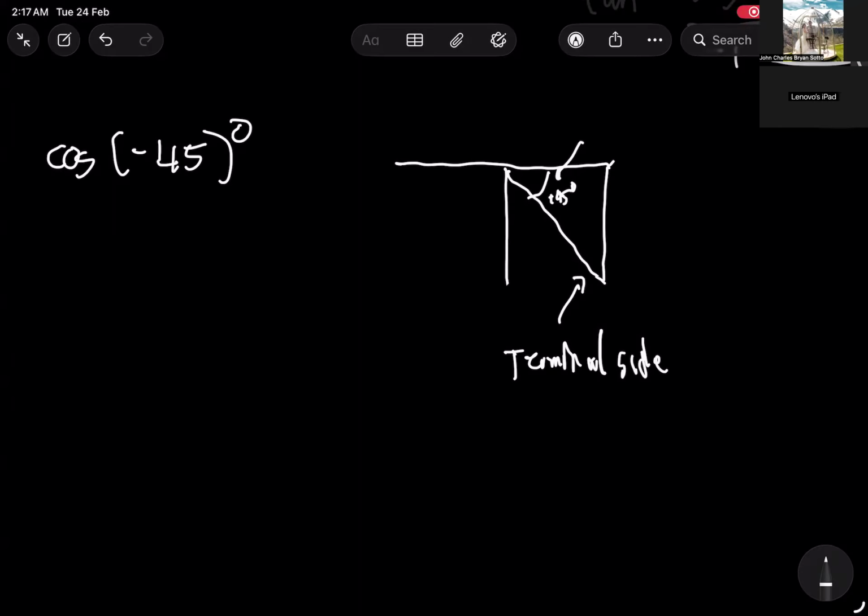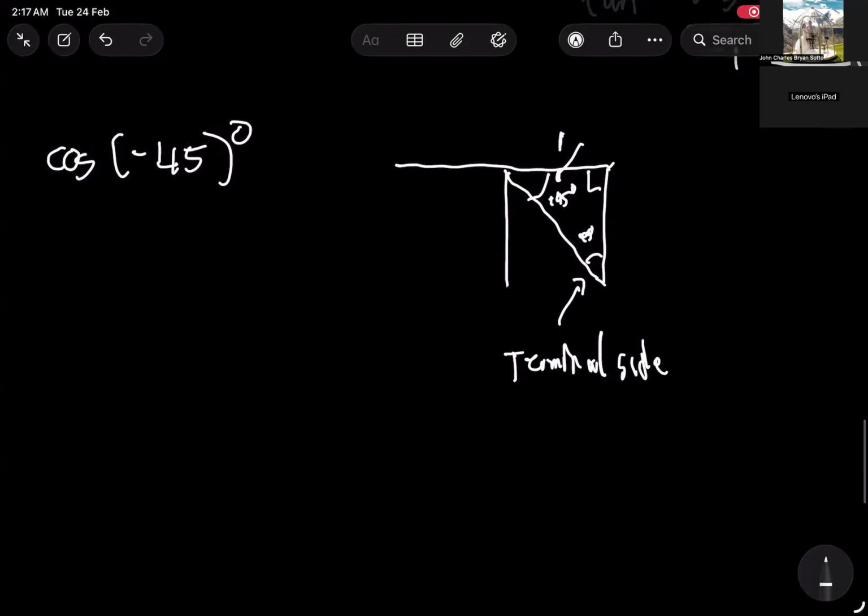Okay, so this is 90 degrees. This is also 45 degrees. So we have a 45-45-90 triangle. In our 45-45 triangle, we know that the legs are equal. So this is leg one, that is 1. This is leg two, that's 1, and the hypotenuse is square root of 2.